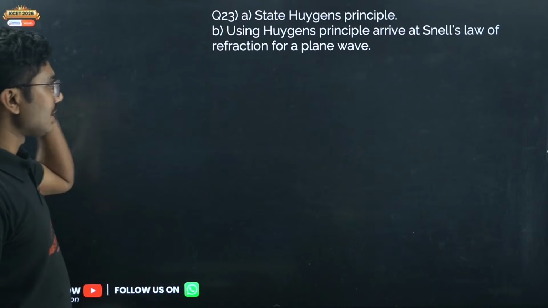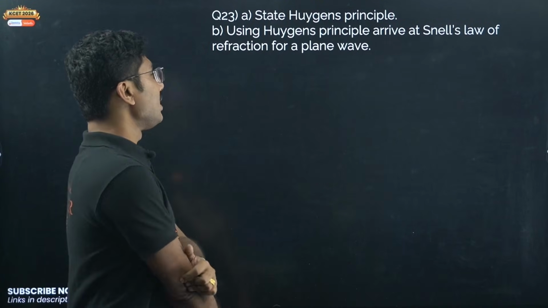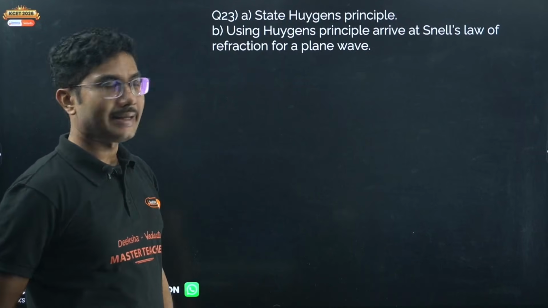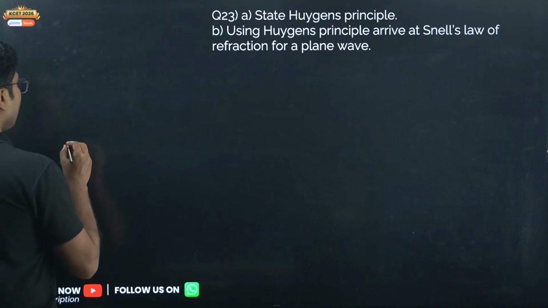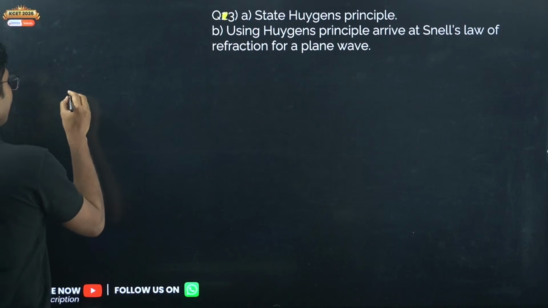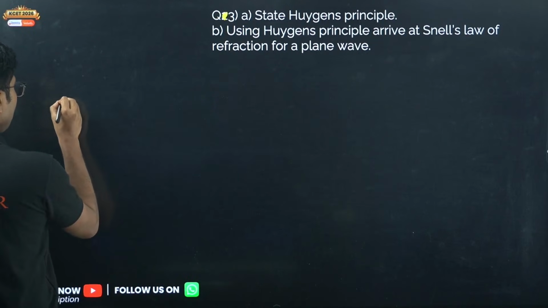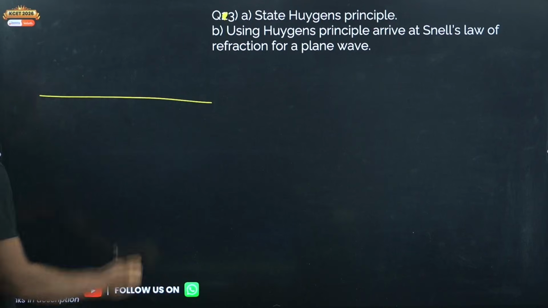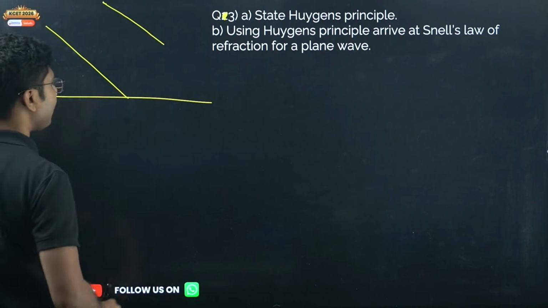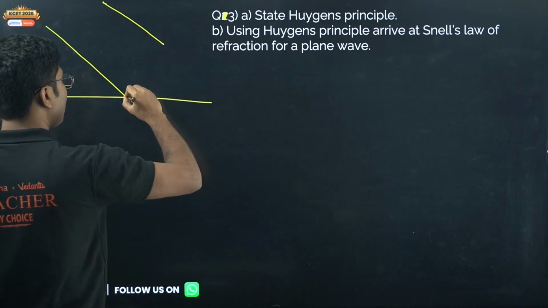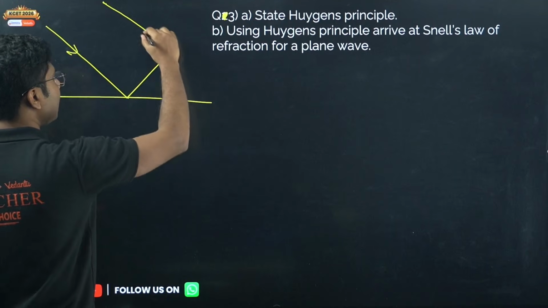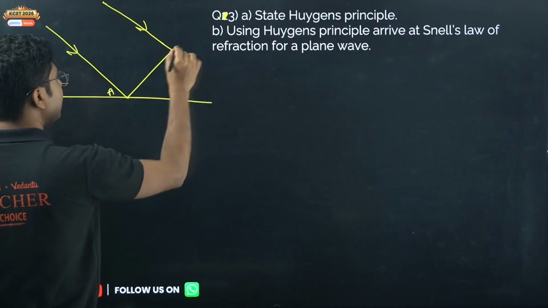The next derivation is obviously to state Huygens principle, which I already mentioned. Using Huygens principle, arrive at Snell's law of refraction for a plane wave. Here this is question number 3, not 23. Now we have a ray of light. Again, two rays started from the same position. By the time the first ray reaches the plane, the second is still yet to reach, so you have to draw a perpendicular. By the time the first ray reaches over here, the second ray is stuck at this point. Say this is point A, this is point B.